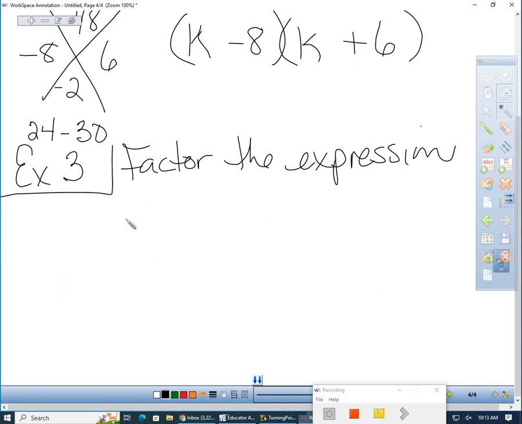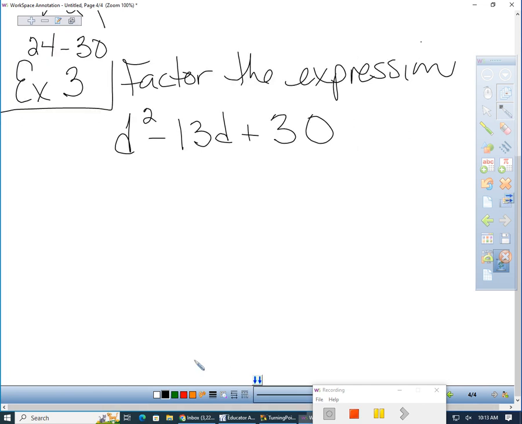Let's say I have d squared minus 13d plus 30. Okay, we cannot take out a greatest common factor, so we draw our x. What number, Trenton, goes on top? 30. Good. What number, Joel, goes on the bottom? -13. Excellent. Keegan, what are the sides of my x? -10 and -3. Perfect.